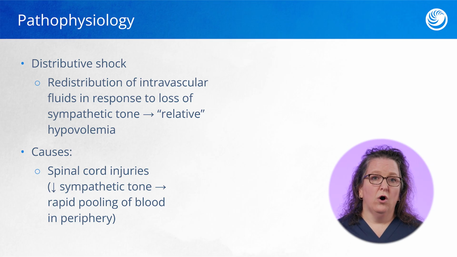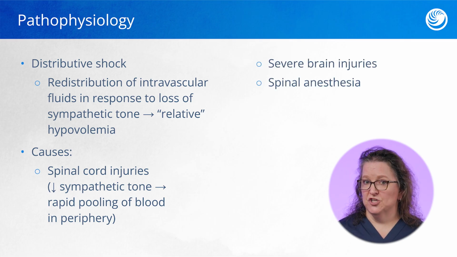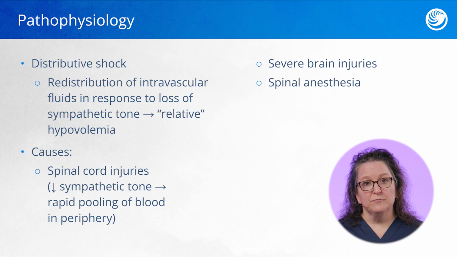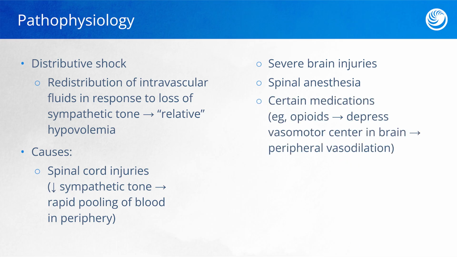It can also be caused by severe brain injuries or spinal anesthesia, because that spinal anesthesia can cause a disruption in the transmission of the sympathetic nervous system. And certain medications, like opioids, which depress the vasomotor center in the brain, causing peripheral vasodilation.